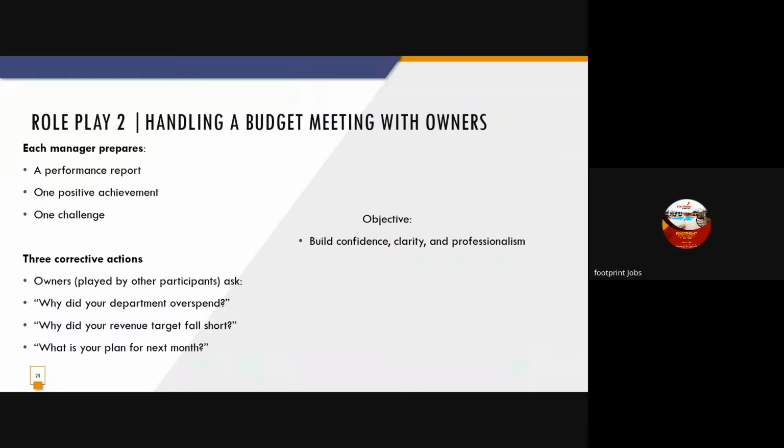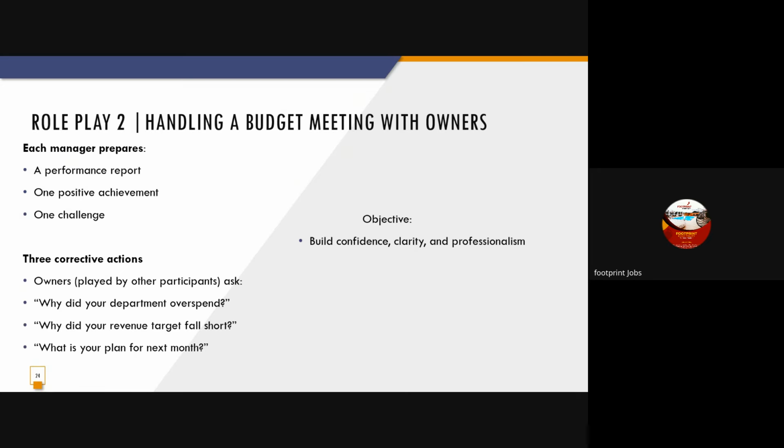Now, role play 2, handling a budget meeting with honors. This is how we advise you to handle a budget meeting with honors. Number 1, managers must prepare a performance report for every department. It means for every month, you must know how each of your departments performed. Did they perform higher? Did they perform lower? You must have a performance report. And you can only have this when you have KPIs, when you've been able to fast track your daily operations, you check sales, you check people's responses, you check reviews.